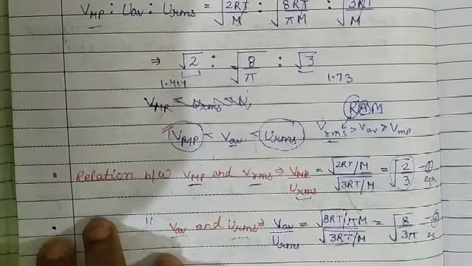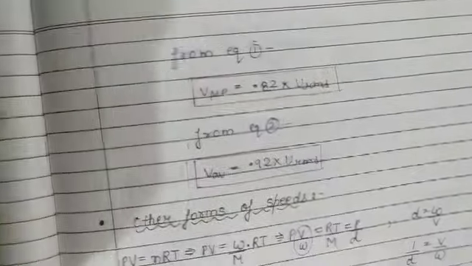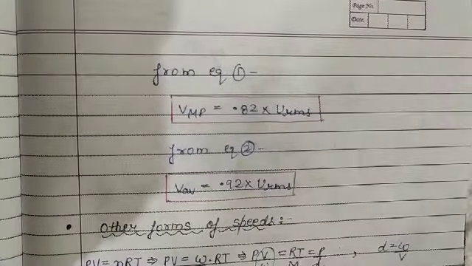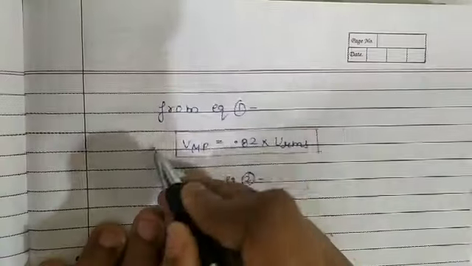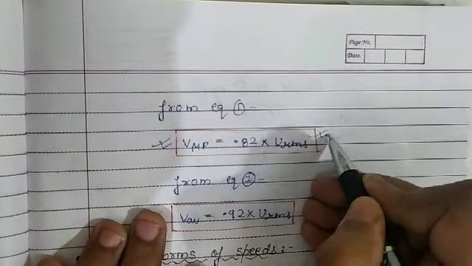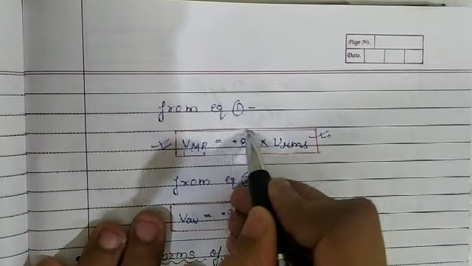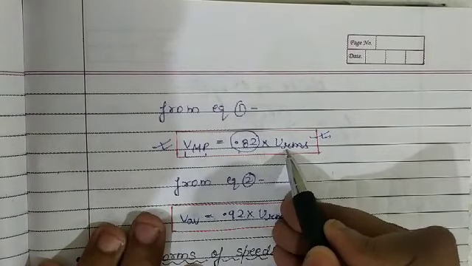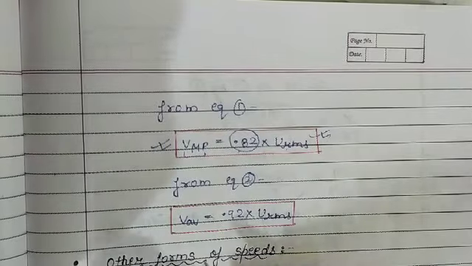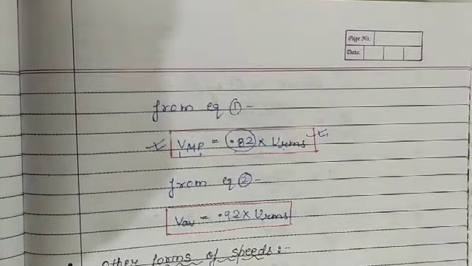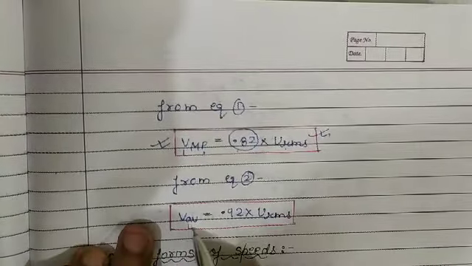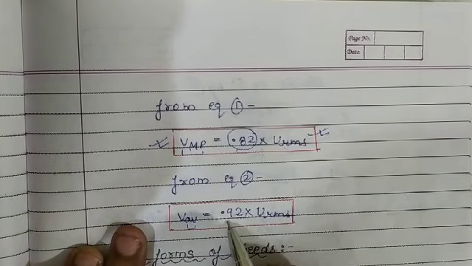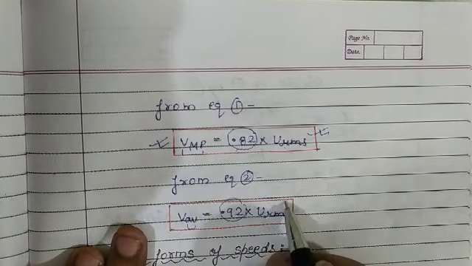What is the relation between most probable speed and VRMS? Most probable speed is 0.82 times of VRMS. Also, from equation 2, V average is equal to 0.92 times of VRMS.